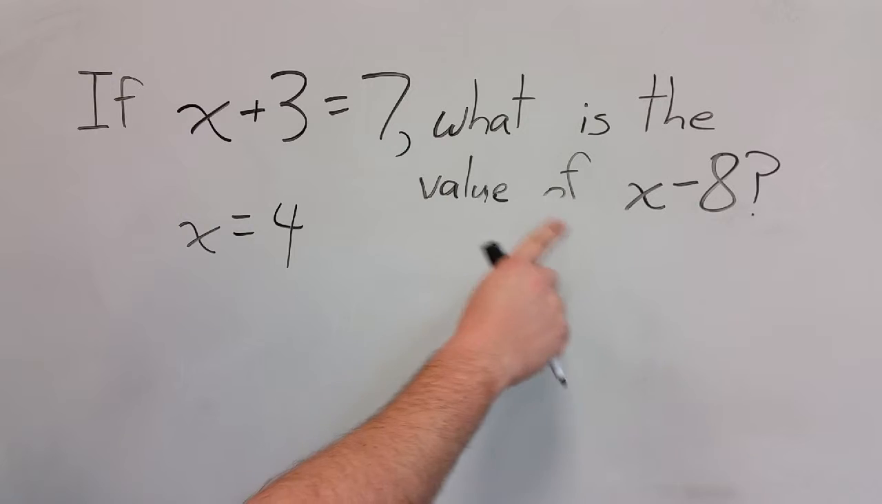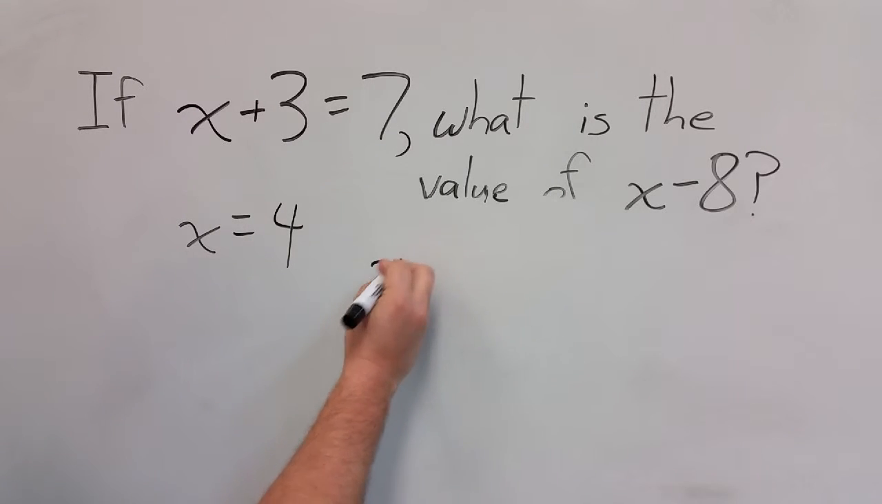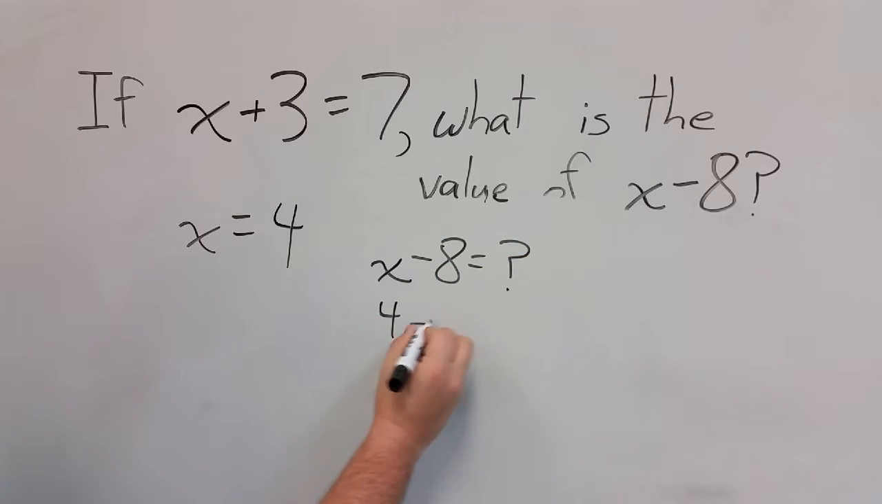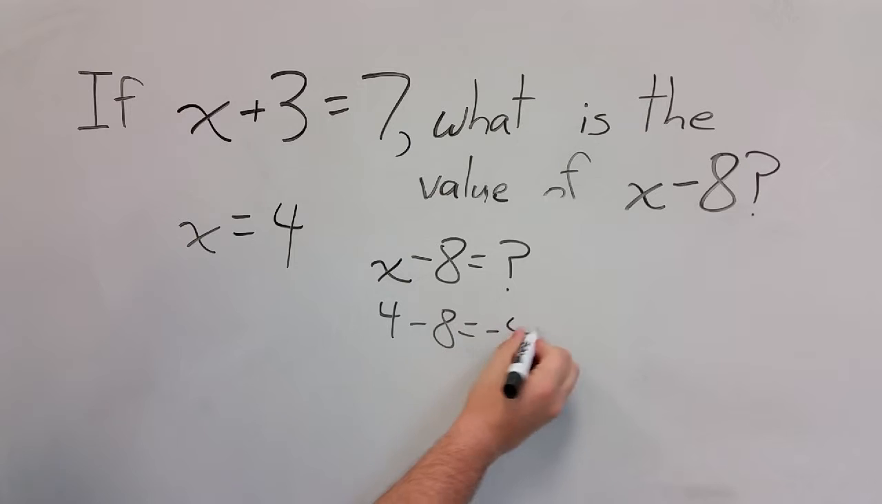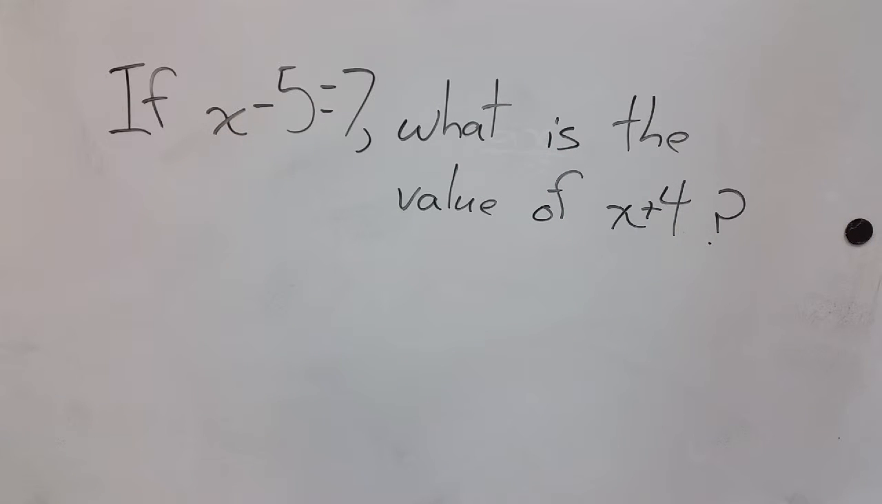If that is true, then we go to the second part of our equation. What is the value of x minus 8? Well, if x equals 4, then the value of x minus 8 is 4 minus 8. 4 minus 8 would be negative 4. So 2-step problem, there's nothing to it. You just find out what the variable is, and then you use that to find the value of the second part.